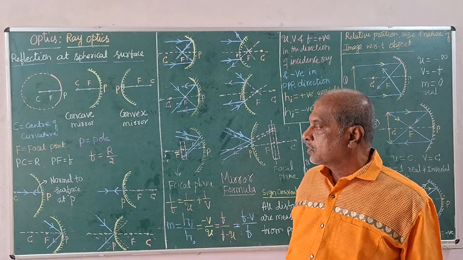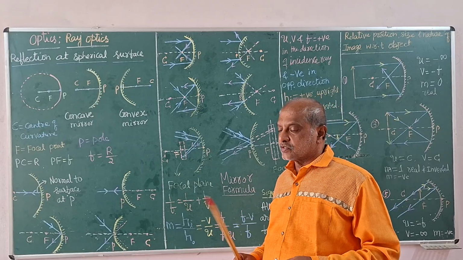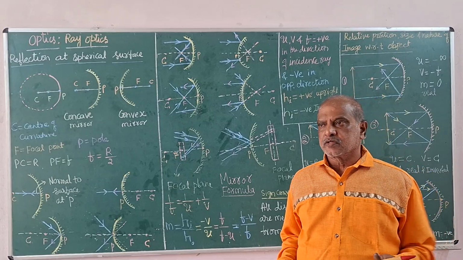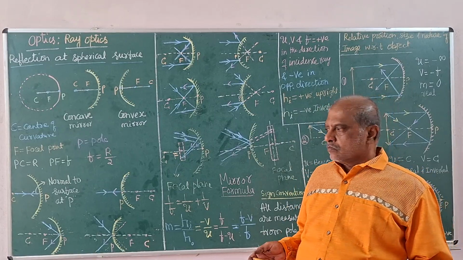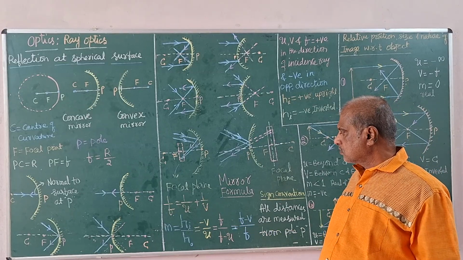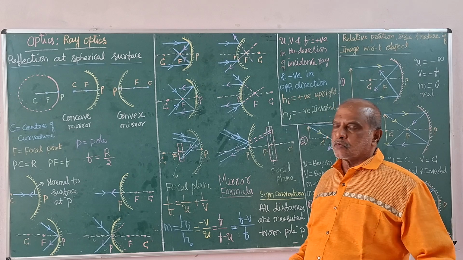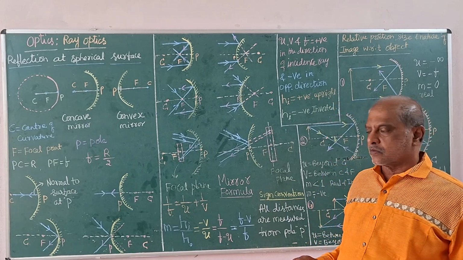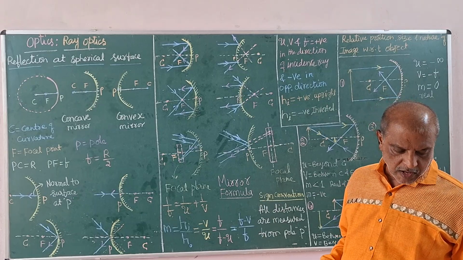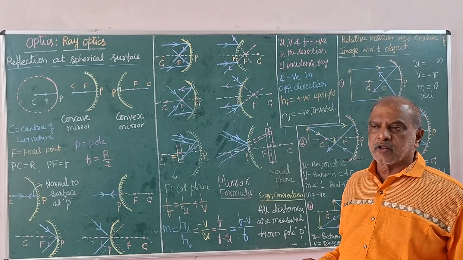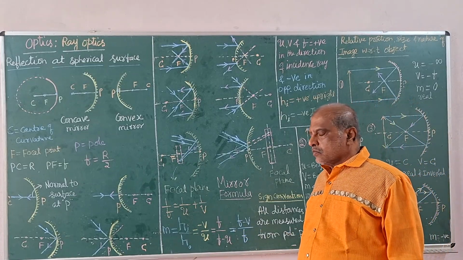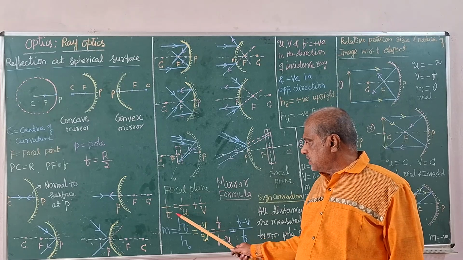With the knowledge of these reflections, now let us proceed to image formation. Here we have one formula. It is a formula of spherical mirror, which is applicable for both concave and convex mirror. This equation gives the relationship between these three quantities.